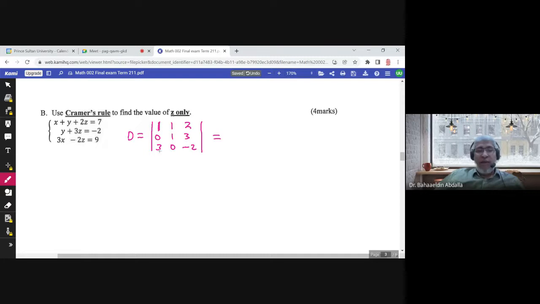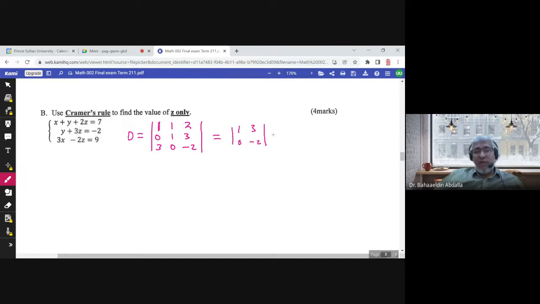We choose either a row or a column. I'll choose the first column, okay? So 1 is multiplied by the minor of 1, in which we cancel the row and the column, and we write the remaining determinant. And 0 multiplied by anything is 0, so it's not there. Notice the signs plus, minus, plus.